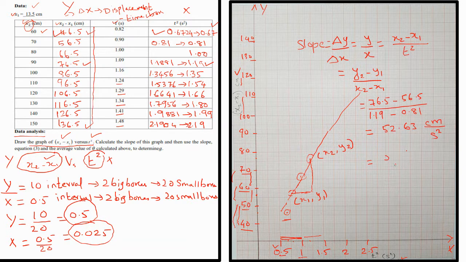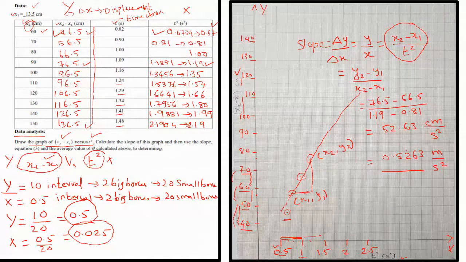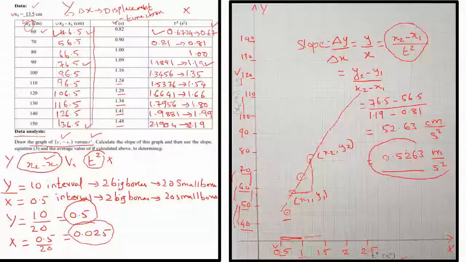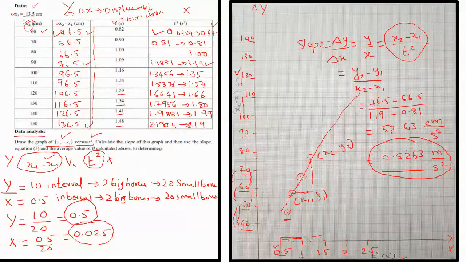If you divide this number, what will you get? This becomes 0.5263. The unit is meter per second squared. Clear? So our slope answer is this. So what is our slope from the equation? This is our slope. So for x2 minus x1 over t square, what did we get? We got 0.5263. Clear? Yes.